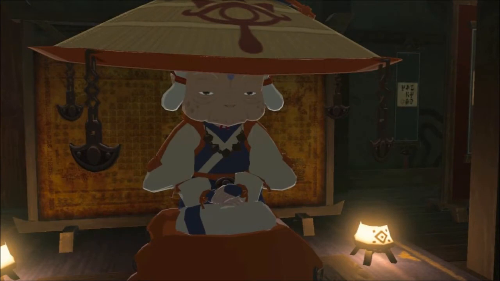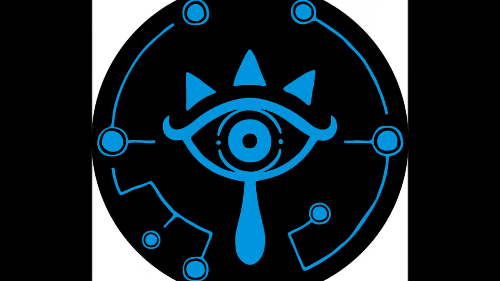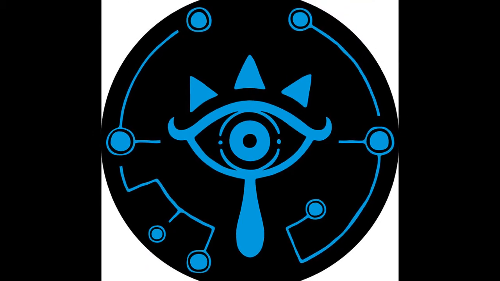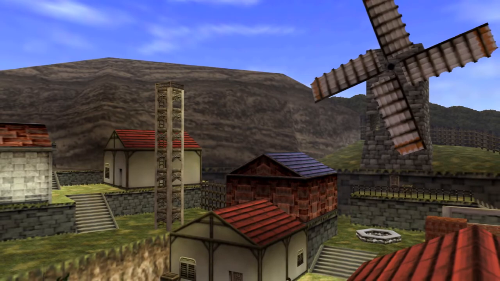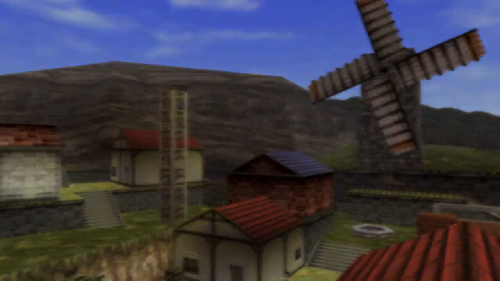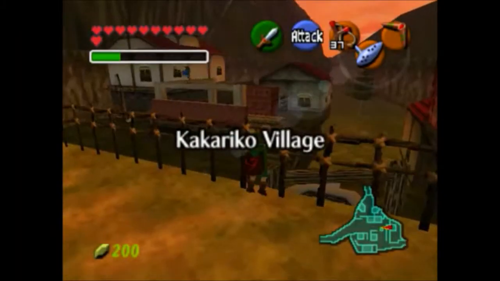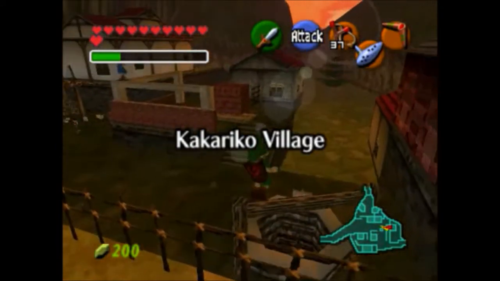This would make sense as the mask and lens share similar designs to that of the Sheikah symbol, as well as Kakariko Village already being closely linked to the ancient tribe through the Shadow Temple and Impa. Though why would the Sheikah create such items? Well, that is up for debate.